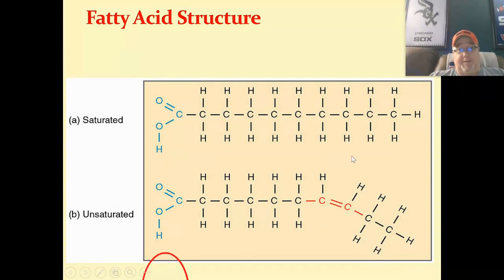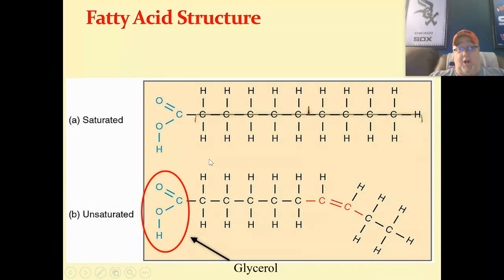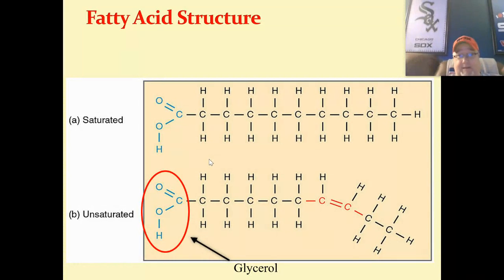First of all, you'll notice in both structures that there's a carbon atom here, and it's double bonded to an oxygen. There's a single bond to an oxygen here, and then there's another hydrogen. So basically, you've got a carbon atom, two oxygens, and a hydrogen. Same thing at the top, right? Even in a saturated fat, you see the same structure. Okay, that's called a glycerol unit. And every fatty acid has that glycerol. That's one way that you can tell that it's a fatty acid.